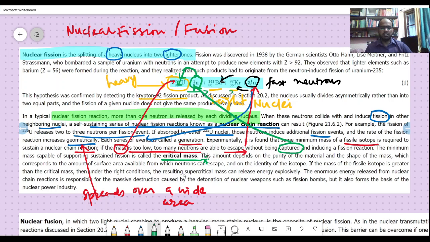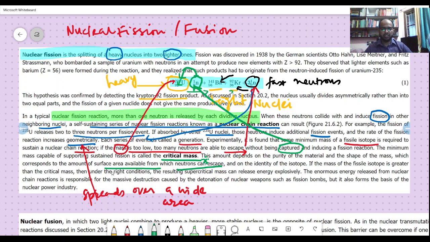This amount depends on the purity of the material and the shape of the mass, which corresponds to the amount of surface area available. Take surface area: when you have a folded cloth, its area is very small. When you open it, the surface area increases. The same thing happens with the lungs. Inside the body, we have very closed vacuoles, and when you open the lungs, they can spread over a wide area. So if you increase the surface area, the neutrons can be absorbed more, and they cannot escape when you have greater surface area.